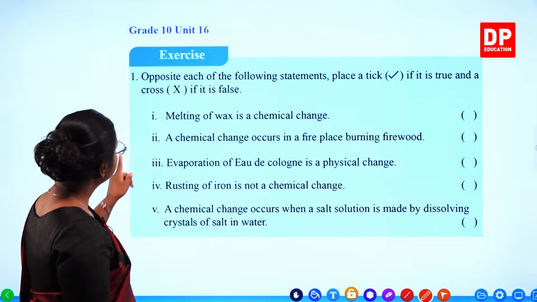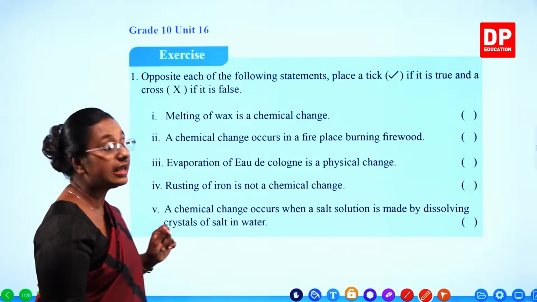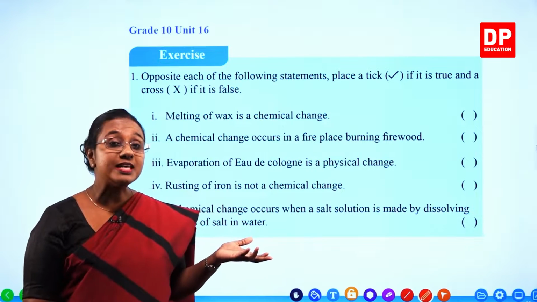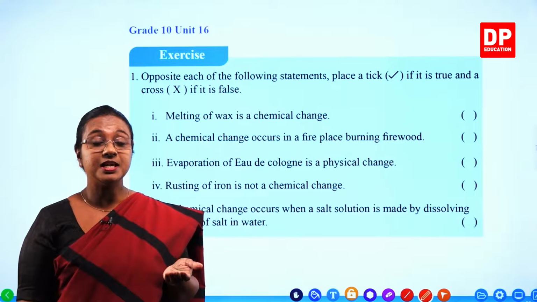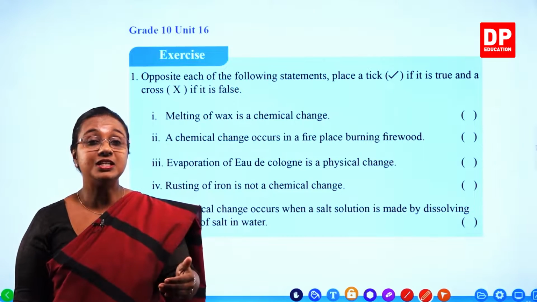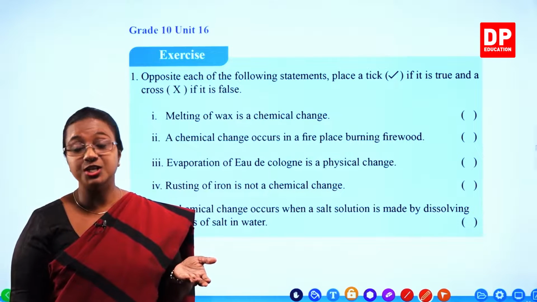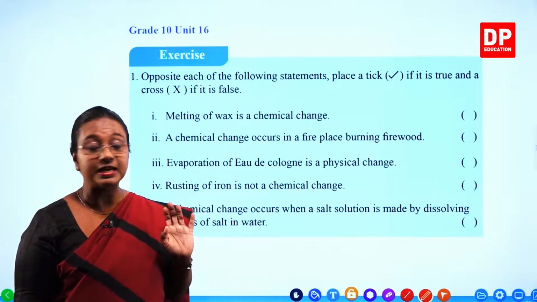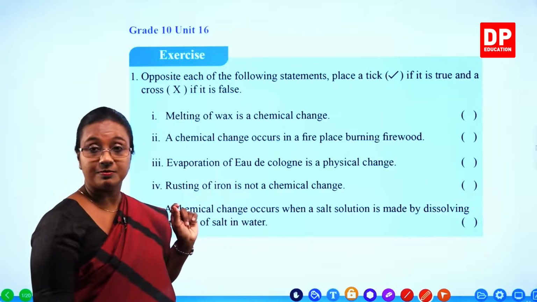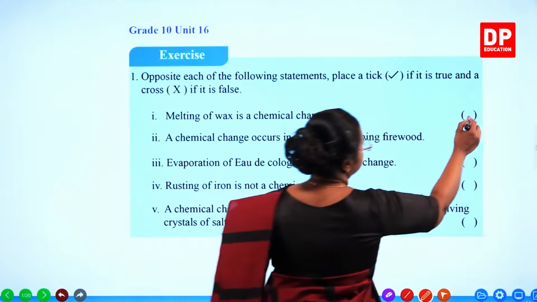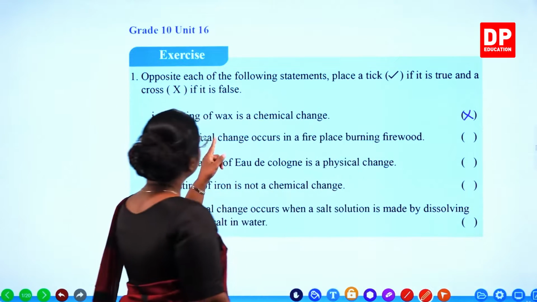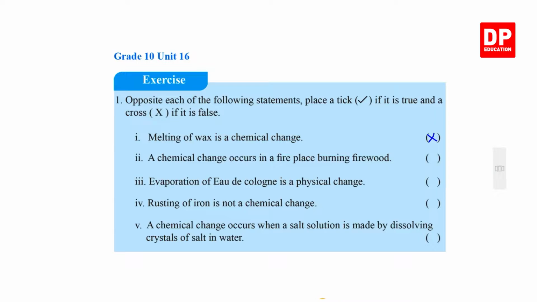The first one, melting of wax is a chemical change. So when we say melting of wax, what happens? The solid wax turns into a liquid. So there is a physical state change only. So it is a physical change. That means this statement is wrong. Melting of wax is a chemical change. That is false.